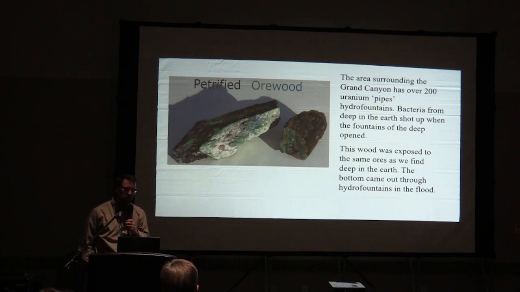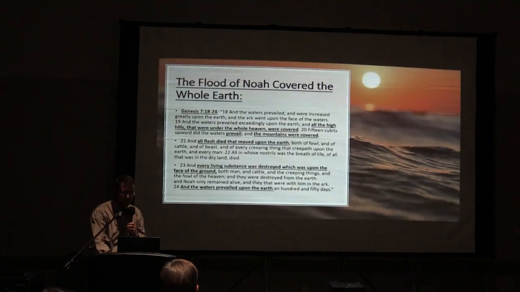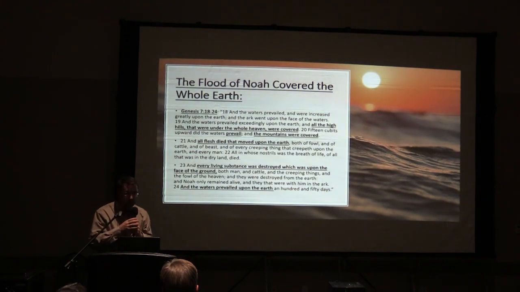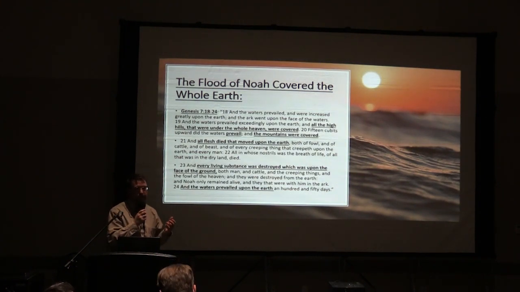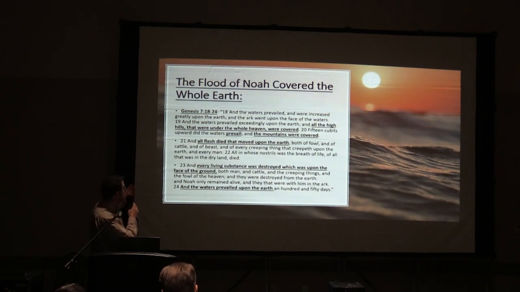Okay, so now a couple things about the flood. So obviously, you know, if you're going to take Genesis at its word, it was worldwide. Okay, all that was under the whole heaven was covered. The waters were taller than the mountains. All the flesh on the earth died, not just the local flood, right? Not just the local flesh. Every living substance was destroyed, and the waters prevailed upon the earth. It means the waters won. If you prevail, it means you won.